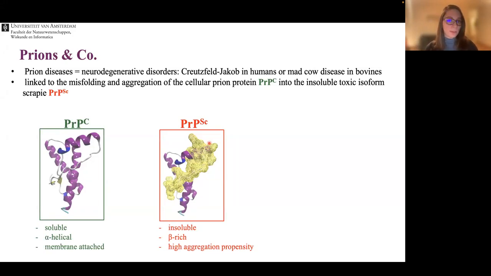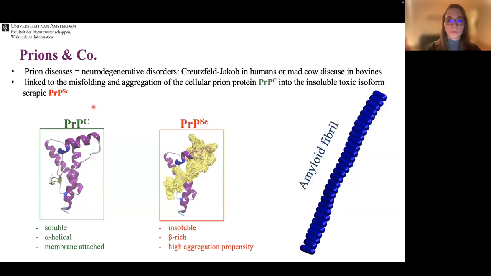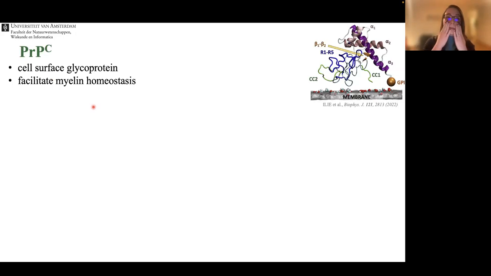It was actually proposed that PrPSc interacts with PrPC. It superimposes its conformation, which eventually leads to the formation of amyloid fibril or other toxic species. PrPC is a cell surface glycoprotein. So you see here in the upper right corner that it's attached to the membrane via a GPI anchor.